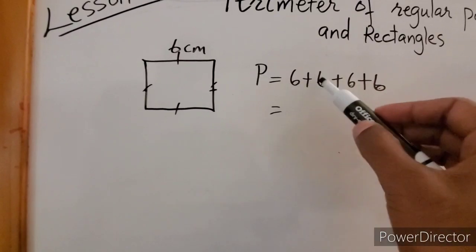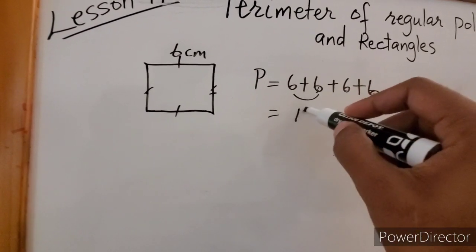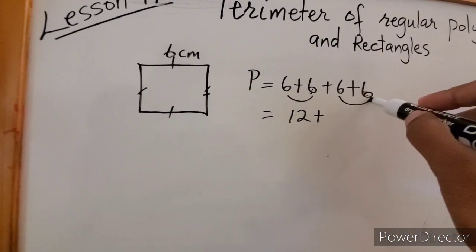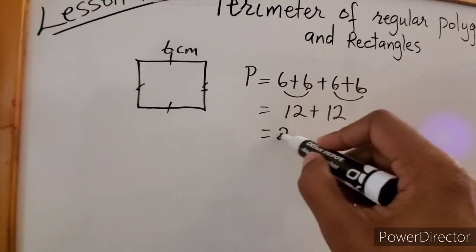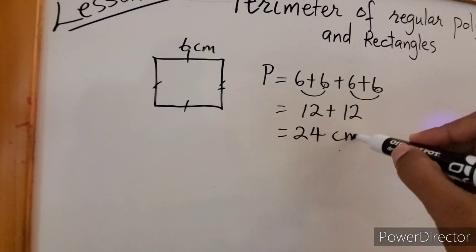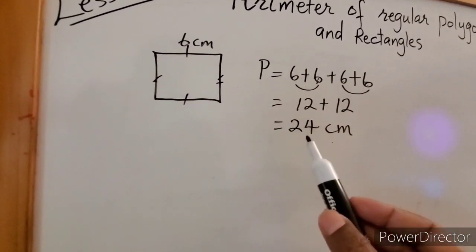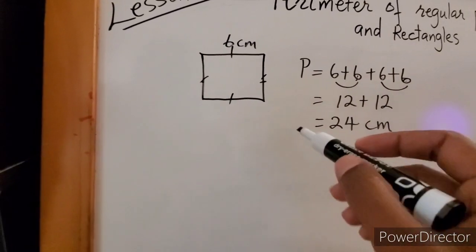And it's equal to 6 plus 6 is 12. 12 plus, and obviously these two are 12 again. So 12 plus 12 is 24. And what is the unit? It's in centimeters. Okay? So it's 24 centimeters. However, let's look at a more efficient way of solving the same problem.